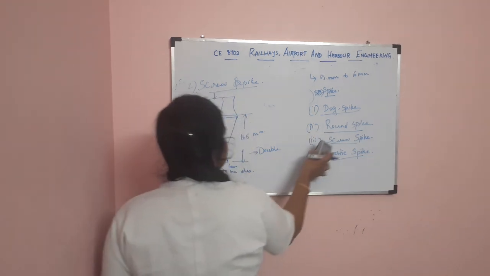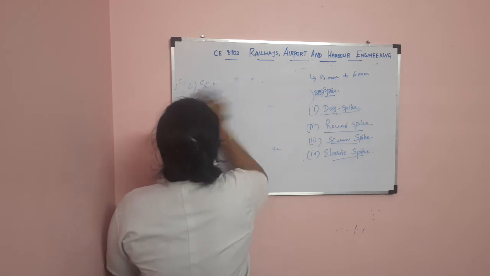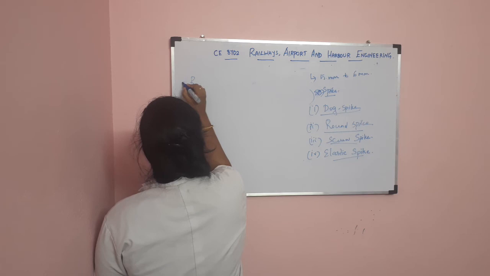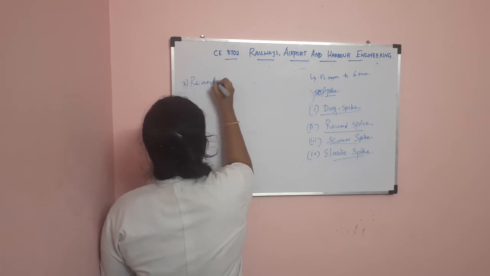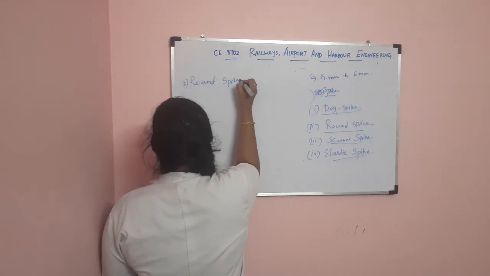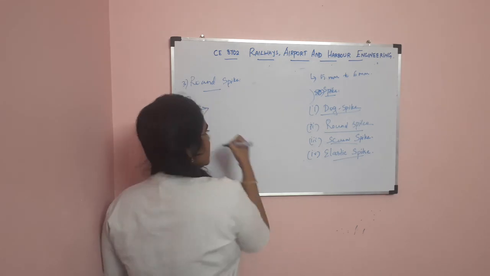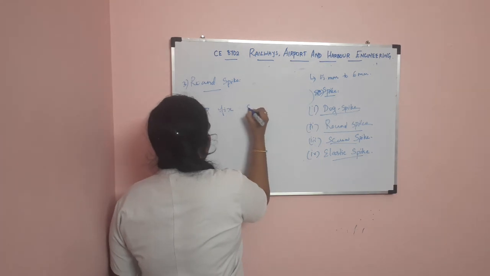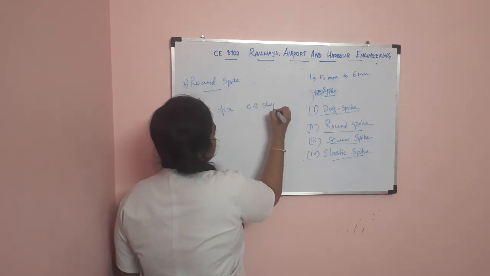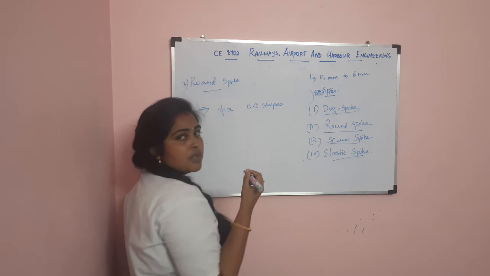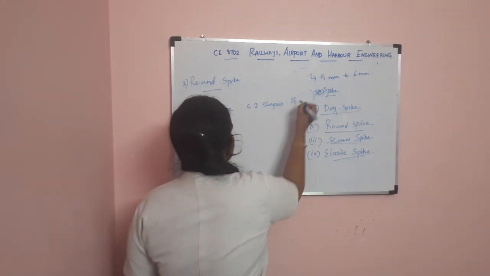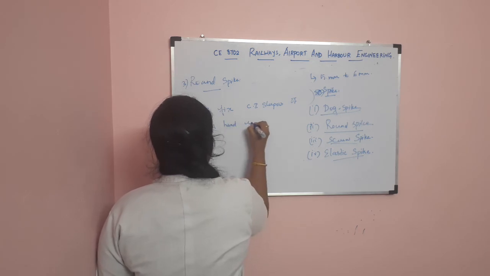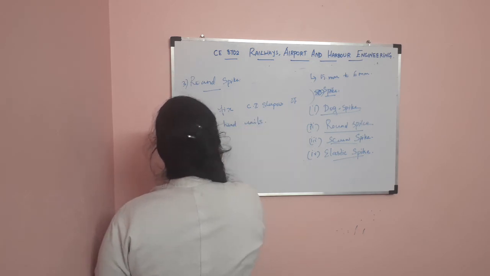So next one is round spike. This round spike is used to fix cast iron sleepers of bull-headed rails.